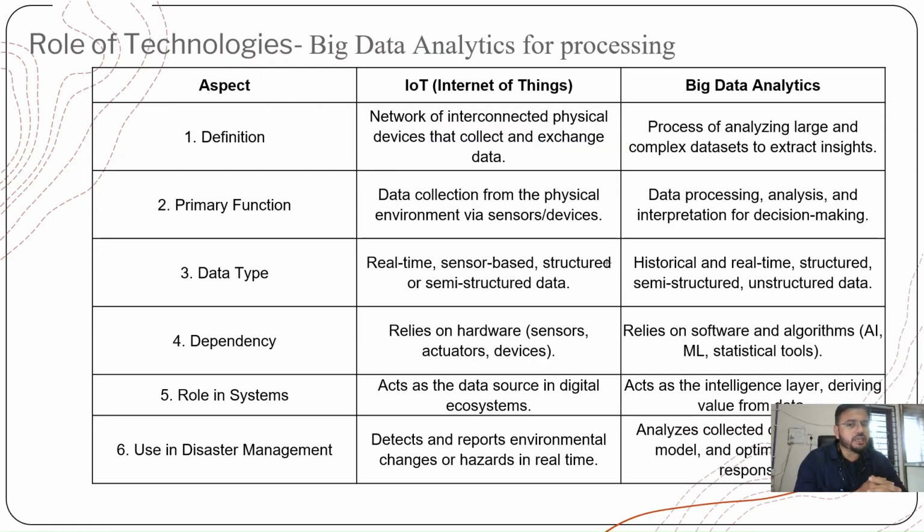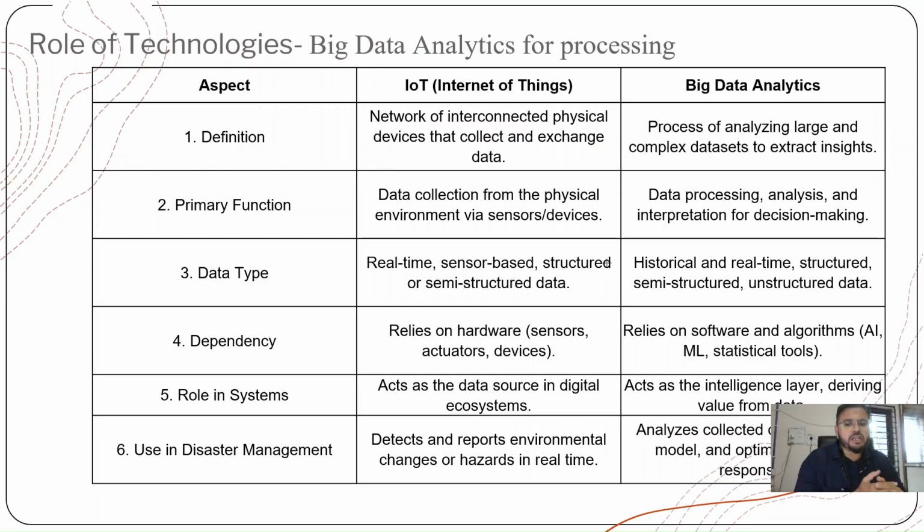The primary function of the Internet of Things is data collection, while the primary function of big data analysis is data processing, its analysis and its interpretation. The most important thing is interpretation, which further helps in decision making. Data type: IoT deals with real-time, sensor-based data, structured or semi-structured. Whereas big data analysis deals with historical and real-time data, structured, semi-structured and unstructured data.